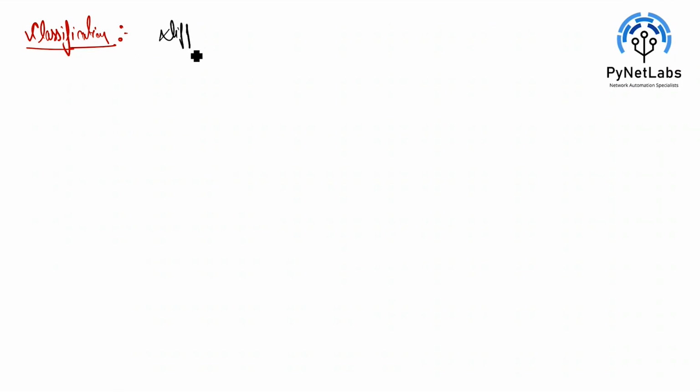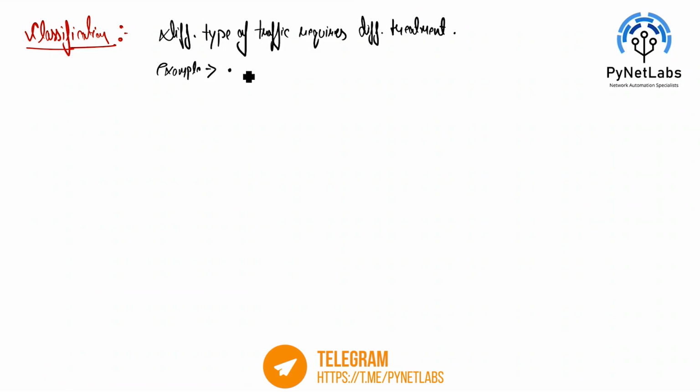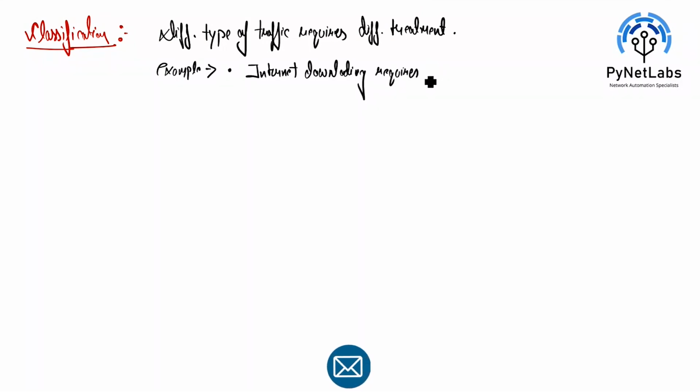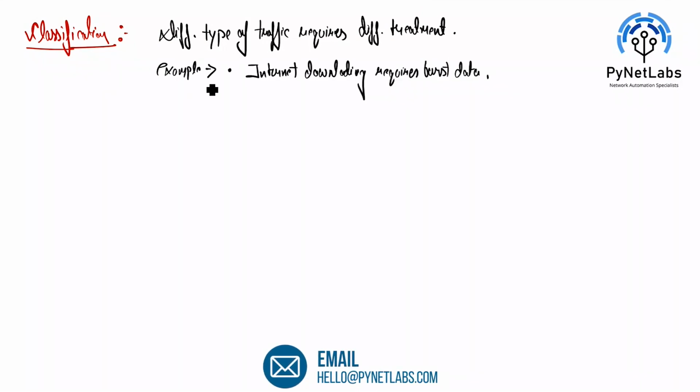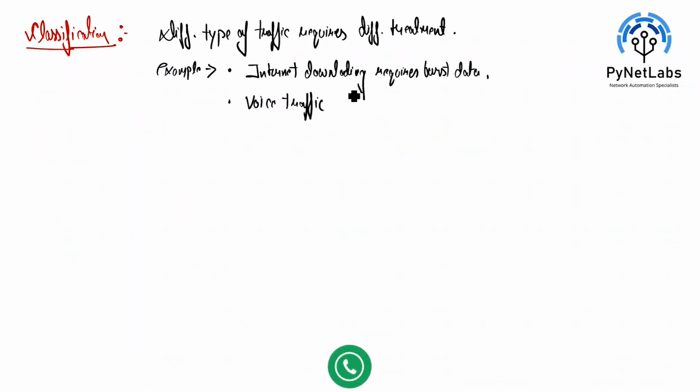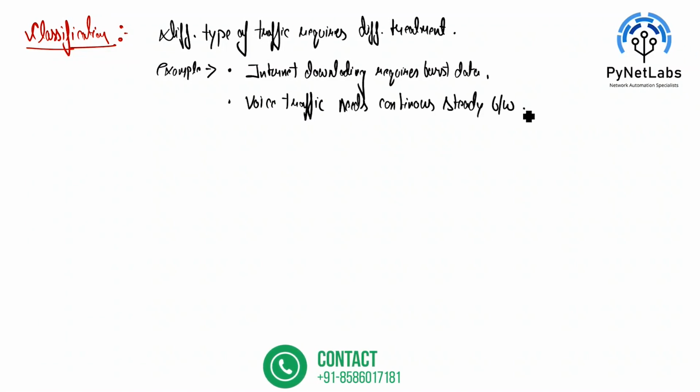Requirement, like we can say different types of traffic require different treatment. So depending upon the type of traffic, the requirement will be there. Just to understand, I will write an example here: internet downloading requires burst data, whereas voice traffic needs continuous steady bandwidth. So these are some examples of how different types of data require different treatment.